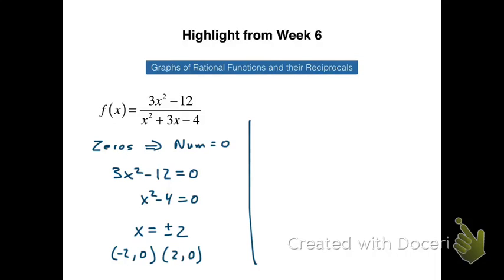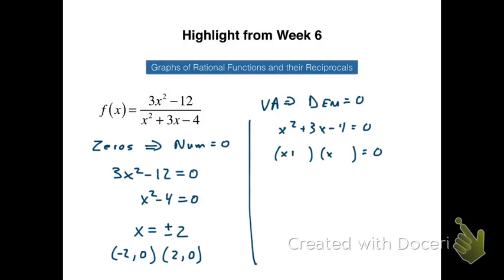Next thing I want to think about is the vertical asymptotes. This is where the function is going to be undefined, so this is where the denominator equals 0. Working with the denominator equal to 0, this is a quadratic that's pretty easily factorable. And so I factor that down, and here I get my two vertical asymptotes.